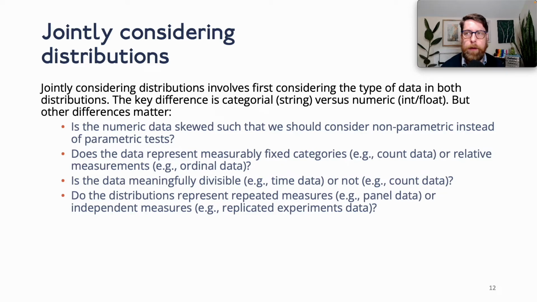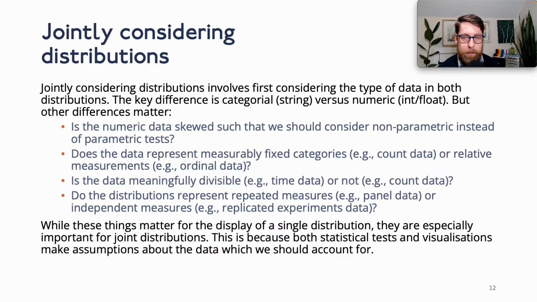And you might want to consider whether the distributions you have represent repeated measures or independent measures. So, for example, if we want to compare the mean value of two different distributions, it matters whether those distributions are a series of people in an experiment at time 1, and then the same people in another experiment at time 2, or whether it's a series of people for one experiment and then a different series of people for the second experiment. So that's a key consideration with two distributions as well.